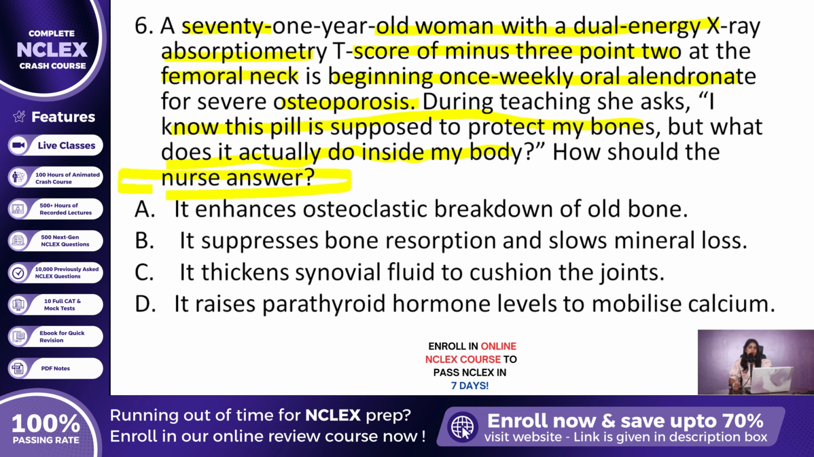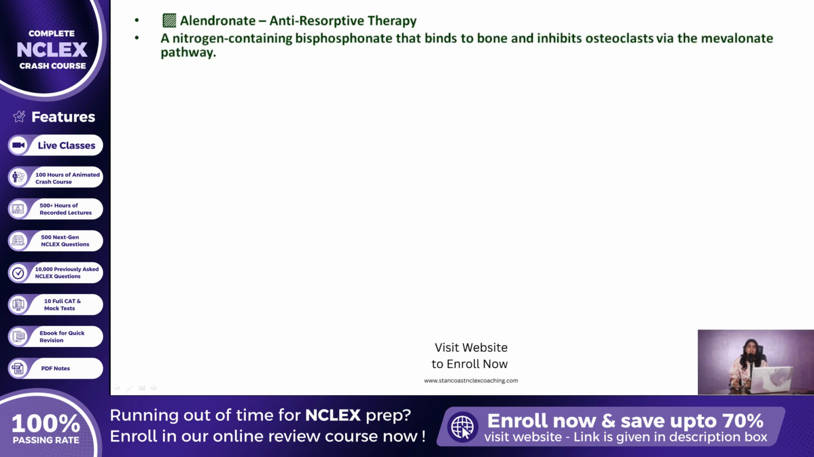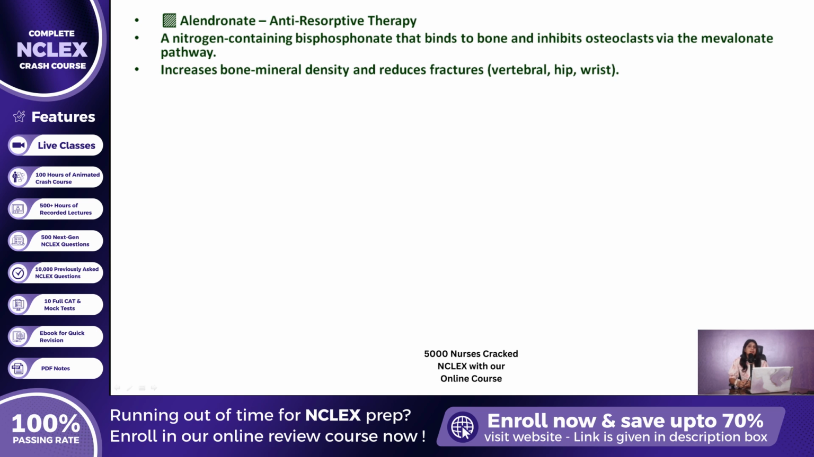The explanation that truly reflects alendronate's effect is option B. It suppresses bone resorption and slows mineral loss. Here is the reasoning in full. Option B is accurate because alendronate is a nitrogen-containing bisphosphonate that binds to hydroxyapatite in bone and disrupts the mevalonate pathway inside osteoclasts, selectively inhibiting their resorptive activity, increasing bone mineral density, and demonstrably reducing vertebral, hip, and wrist fracture risk.